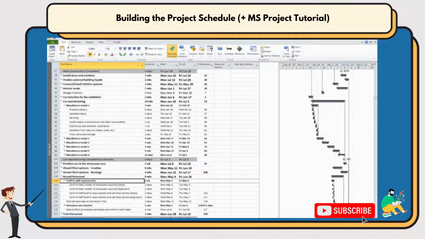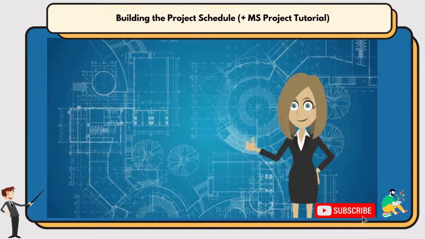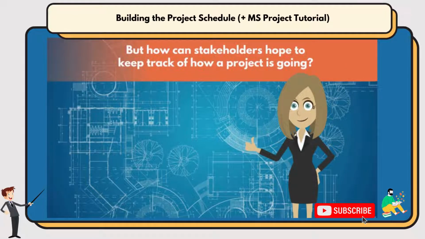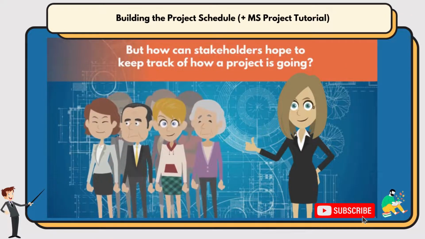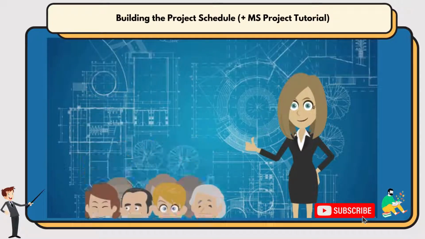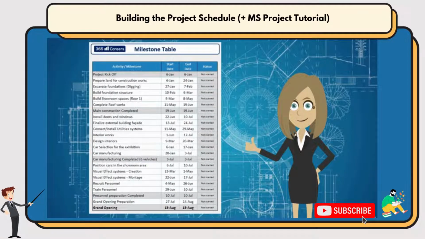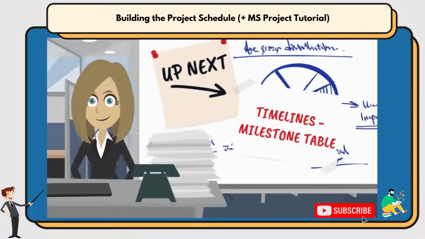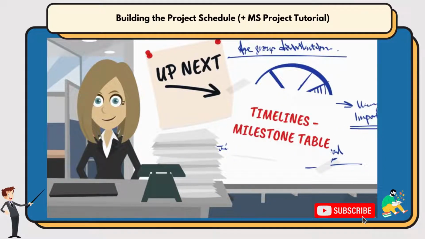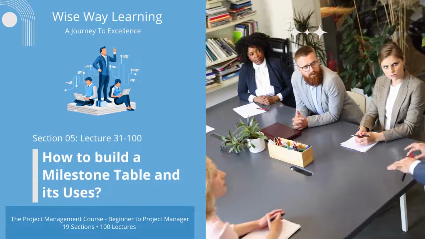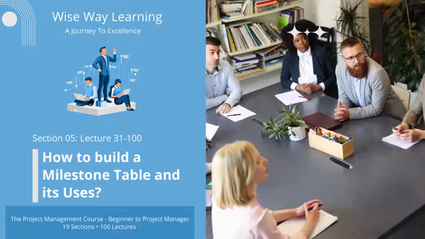Thanks for watching. Wow, the project manager needs to go into loads of detail, right? But how can stakeholders hope to keep track of how a project is going? Well, a project manager creates a milestone table for them. Join us next lesson to see how and why we do that.